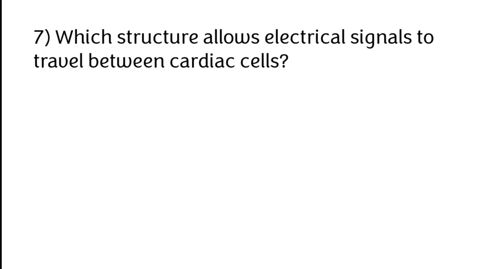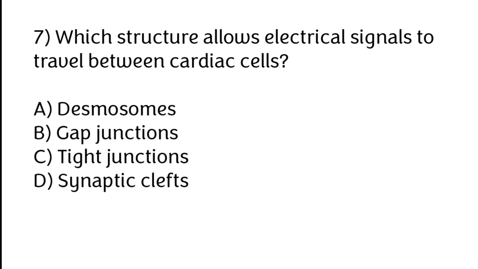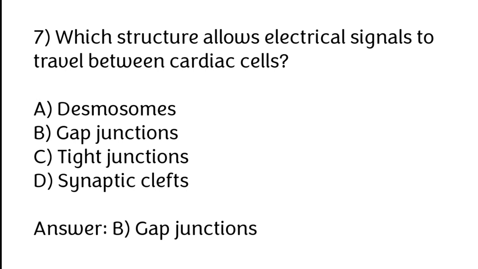Which structure allows electrical signals to travel between cardiac cells? Desmosomes, gap junctions, tight junctions, synaptic clefts. Correct answer is option B, gap junctions.